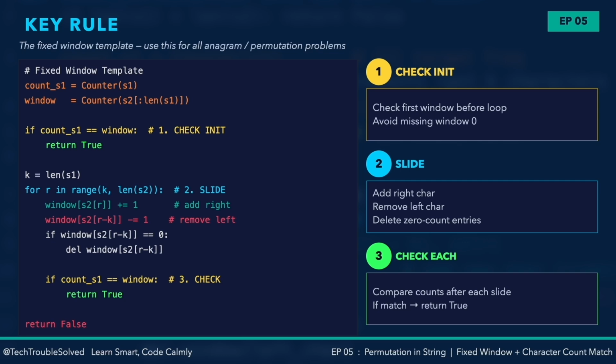Where does this template appear again? Episode 6, find all anagrams in string. Exact same template. The only change, instead of return true on the first match, you do result.append(r minus k plus 1) to collect every matching position. One line change. Same structure underneath. Master this shape and episode 6 becomes a 10-minute video.